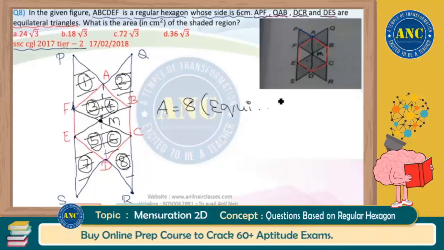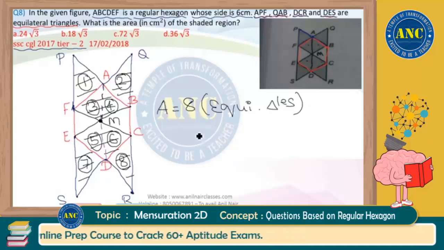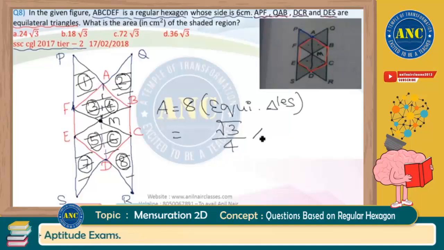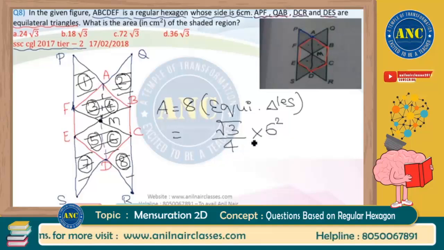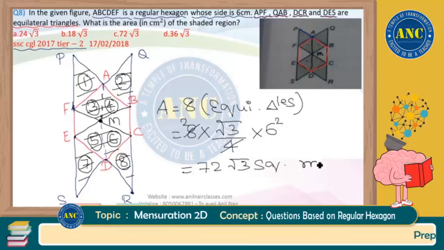Area is nothing but area of 8 equilateral triangles. Area of one equilateral triangle is root 3 by 4 into a square. A is 6, so a square is 36. This is for 1. For 8 it is 8 into root 3 by 4 into 36, 8 by 4 is 2, 36 into 2 is 72 root 3 square centimeter, which is nothing but my option C.